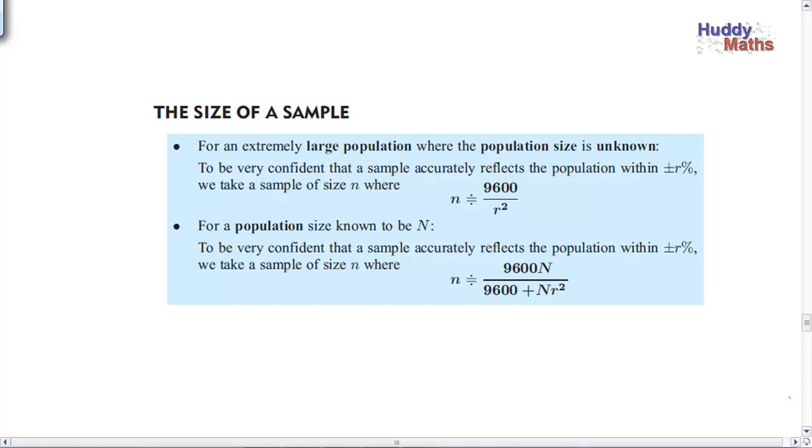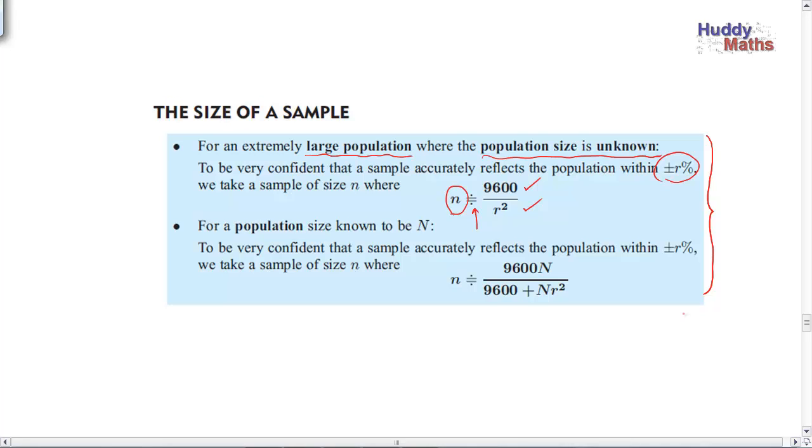The size of a sample. Now, the mathematics behind this is beyond this course, certainly, but here are some little rules, if you like. For an extremely large population, or if the population size is unknown, how many do you go out and measure? How many trees do you measure to get an idea of the heights of Pinus radiata trees? Well, here's a little rule. It's approximately 9,600 divided by r squared. And that's the error that you want. In other words, you want to be within 5% of the actual height, for the average height or something, of trees. How many do you measure?